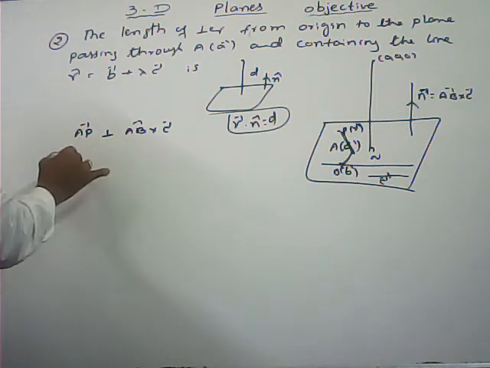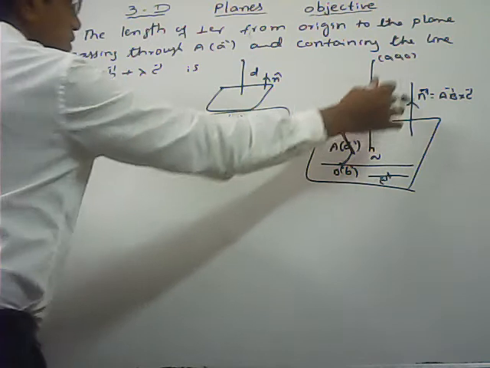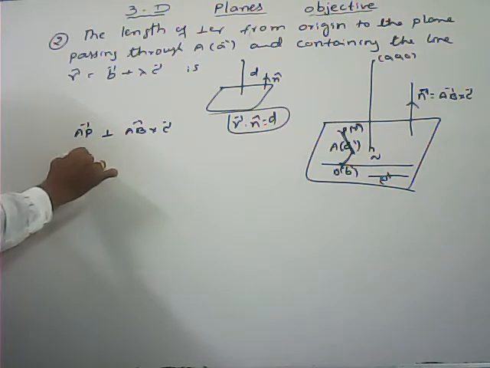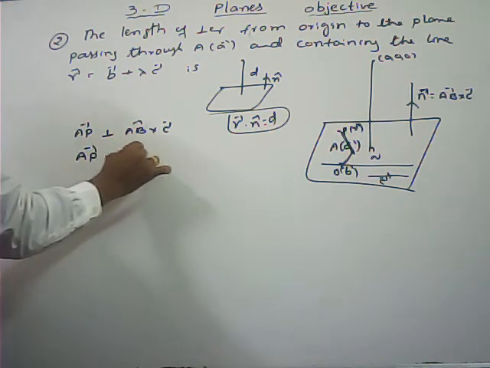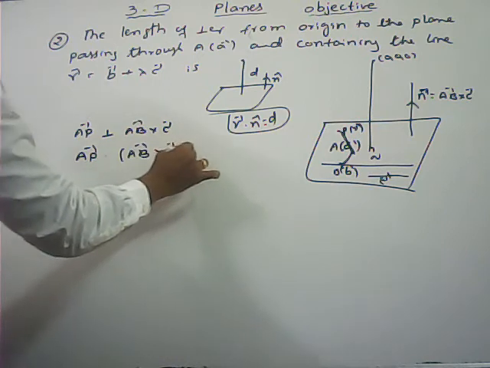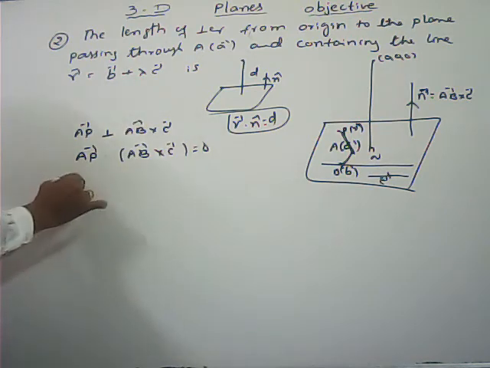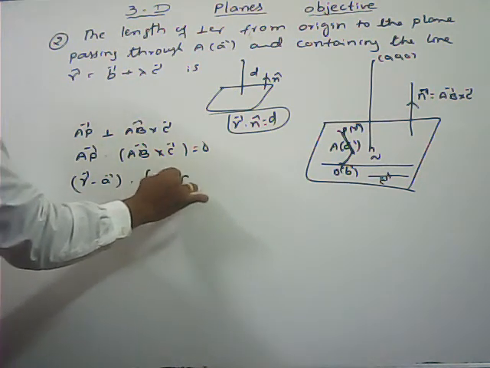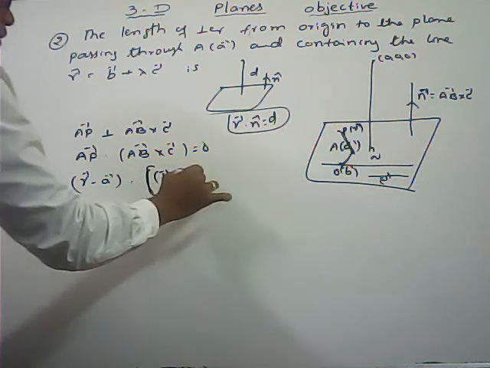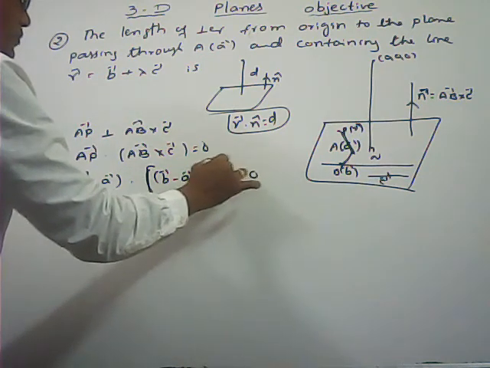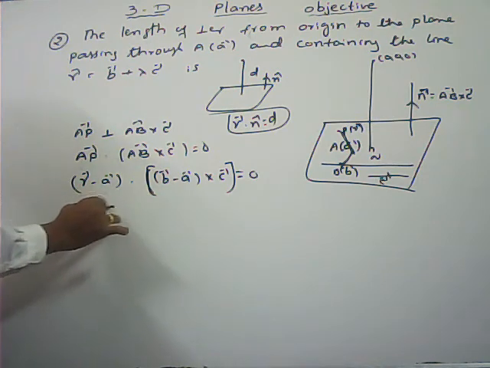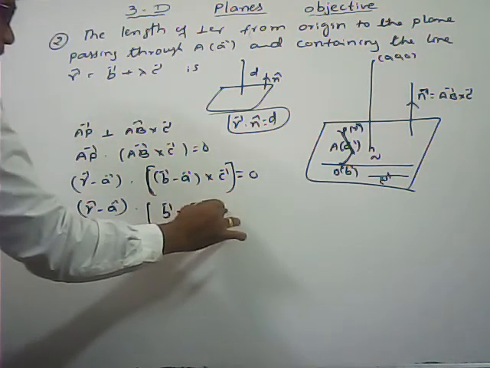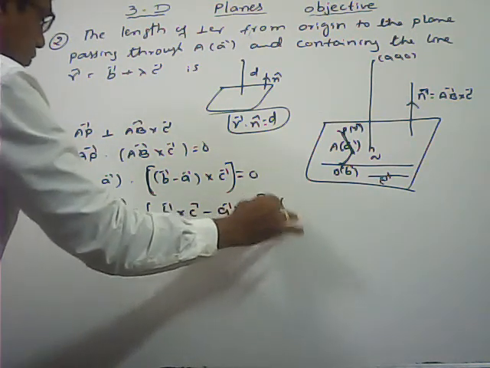Therefore, the dot product equals 0. This vector lies on the plane, and this is the vector normal to the plane. So the dot product of the two vectors should be equal to 0. AP bar dot AB bar cross AC bar equals 0. This is R bar minus A bar dot, this one we can write B bar minus A bar cross C bar minus A bar, that is equal to 0. R bar minus A bar dot, here this is B bar cross C bar minus A bar cross C bar, that is equal to 0.